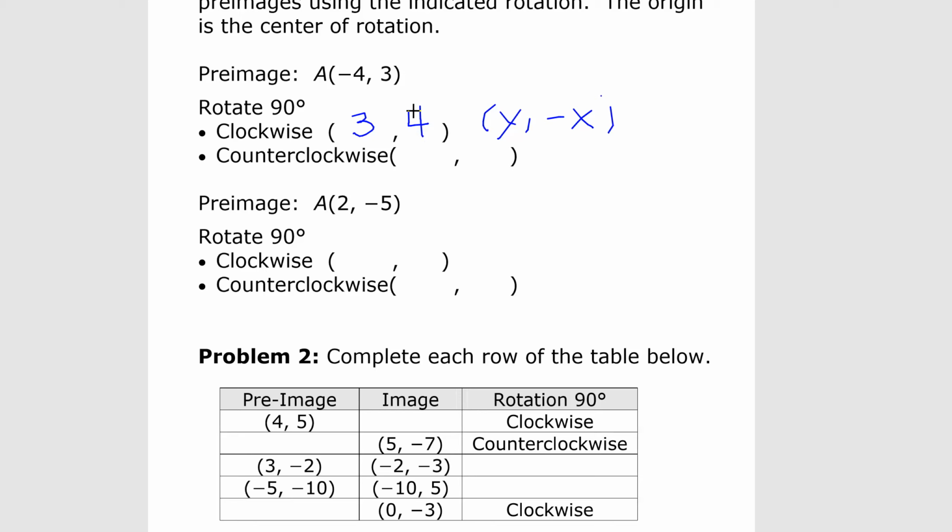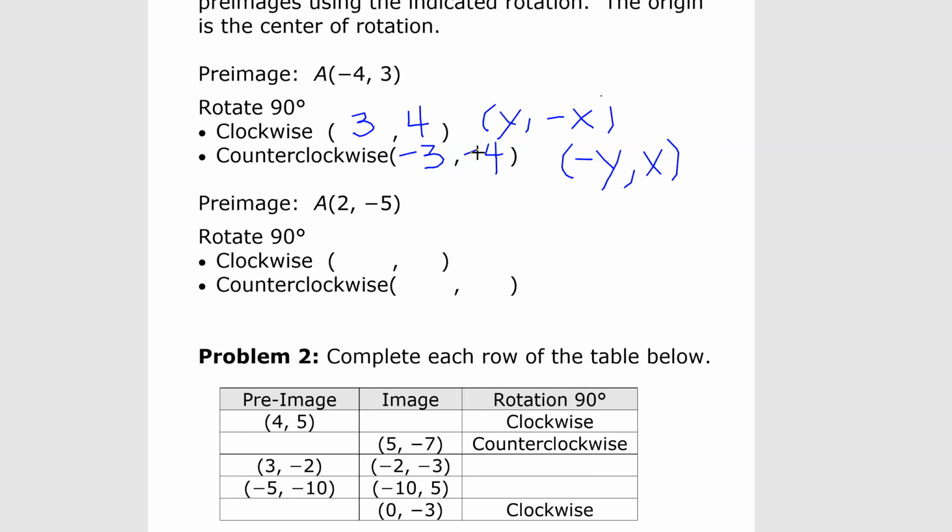Now if you rotate it 90 degrees counterclockwise, then your rule changes to -y, x. So now we'll change the 3, which is our Y coordinate, to its opposite, -3, and leave the X coordinate as -4. So our new point now would be -3, -4.